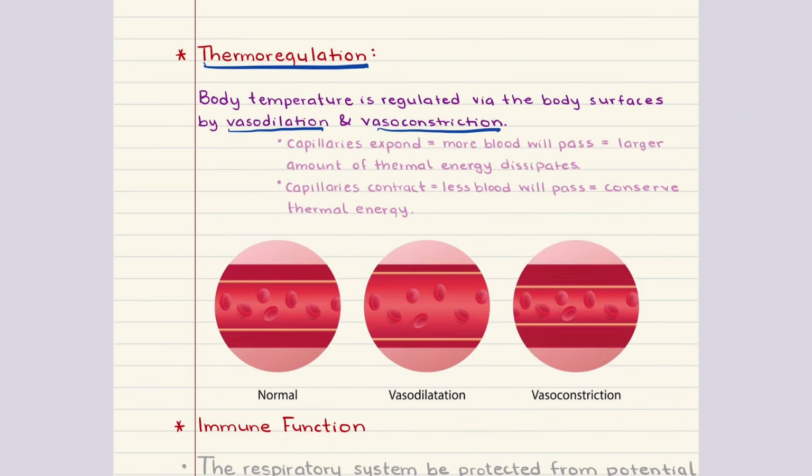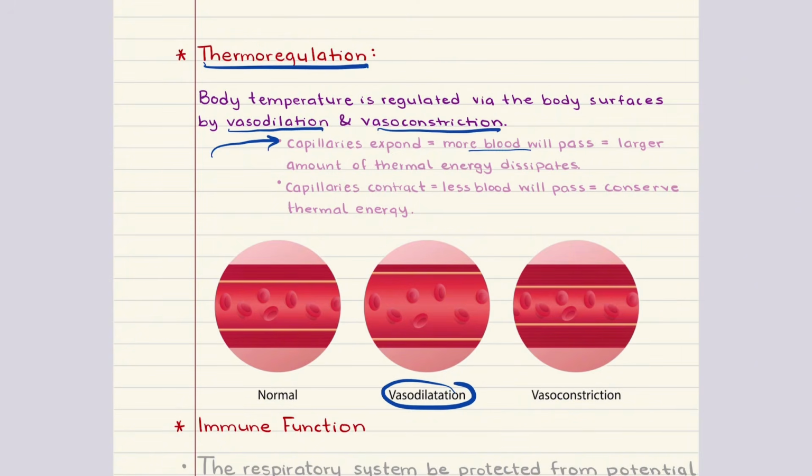When the body is trying to cool down, it triggers vasodilation. This means that the capillaries near the body's surface expand, and that allows more blood to flow through them. With more blood circulating near the surface, more thermal energy is lost to the environment.